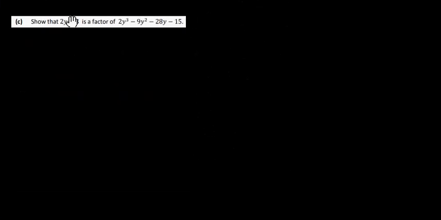Okay, now part C here. Show that 2y plus 3 is a factor of 2y cubed minus 9y squared minus 28y minus 15. So show that this number 2y plus 3 is a factor of this. In other words, it divides in evenly with no remainder. Now that's what I'm going to do. I'm going to do some long division here.